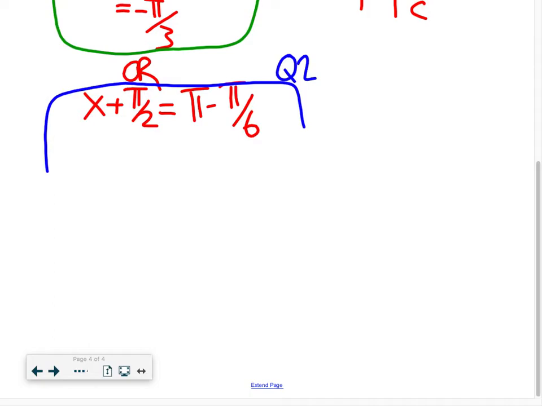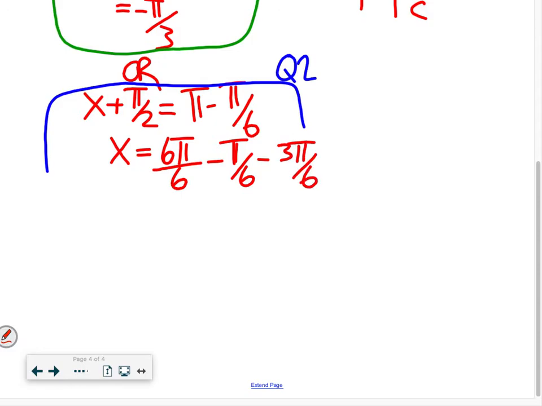So now we're going to get x equals pi. Let's actually make this all in terms of pi by 6. So 6 pi by 6, that's our pi, minus pi by 6, that's that value, minus 3 pi by 6. And we get 2 pi by 6, which reduces down to pi by 3. So our x value equals either pi by 3 or negative pi by 3.